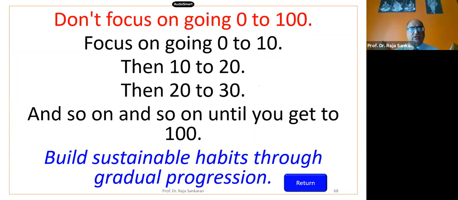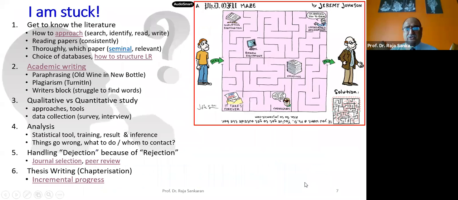So for example, focus on going from 0 to 10, then 10 to 20, 20 to 30. So have your milestones set and build on this sustainable habit throughout the PhD journey, or throughout the process, by taking these gradual steps or gradual progression. And as I always emphasize, it is a journey that we have to go through as part of this process. So make sure that you are consistent enough during this whole journey.